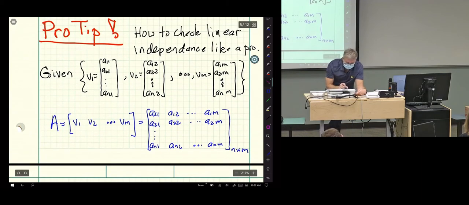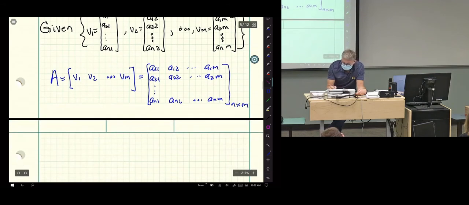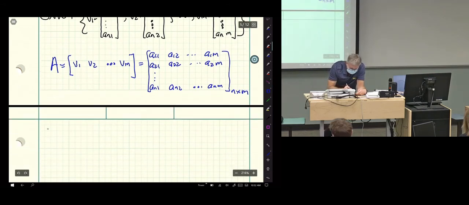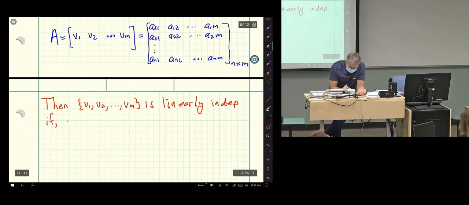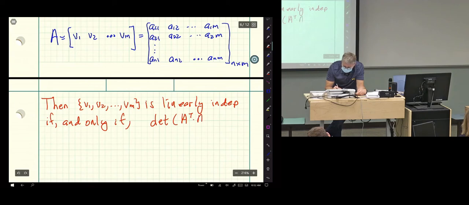Okay, so pro tip: shove immediately all your vectors into A. Then the result is that V1, V2, dot, dot, dot, Vm is linearly independent if and only if the determinant of A transpose times A is not equal to 0. Ooh.